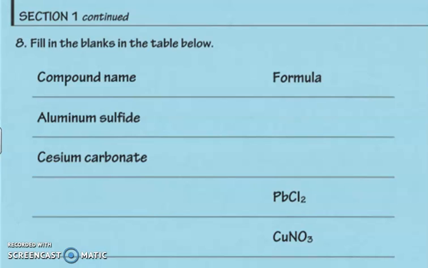Okay, so here we go. We got aluminum sulfide. I know that, just some thinking here, aluminum is a +3, sulfide is -2, so you're going to get Al2S3.